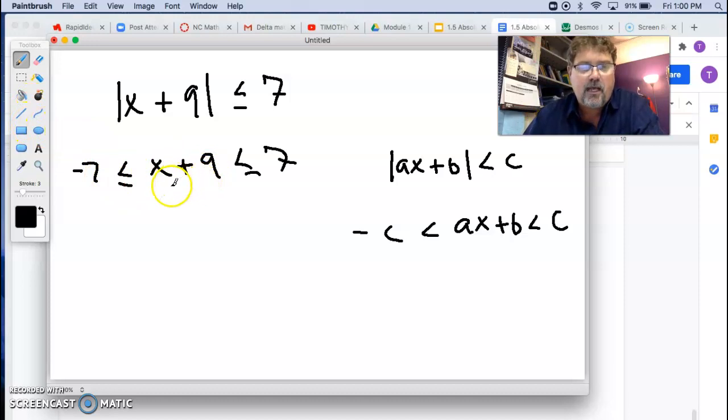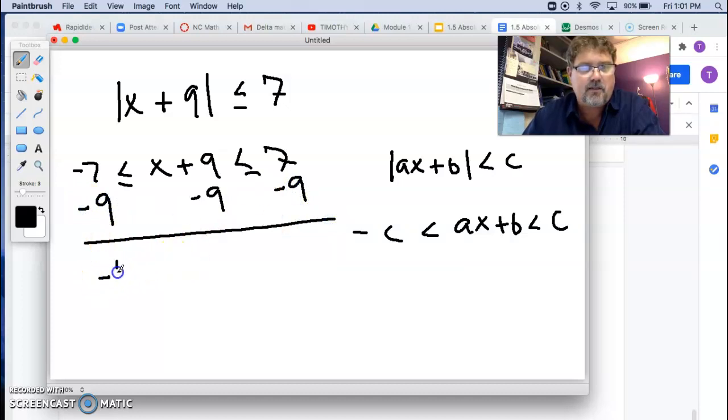Okay, so I'm going to isolate this x in the center of this. This is a compound inequality. So I'm going to subtract 9 from this in 3 different places. And if you've never done something like that, and it seems like I'm breaking a bunch of rules to you, let me know. So that's the resulting solution set.